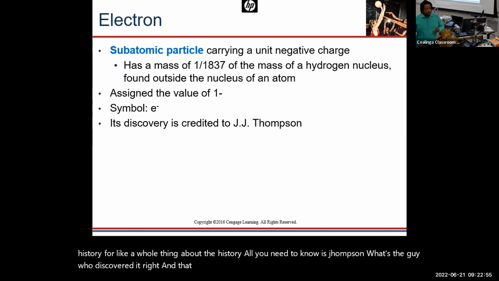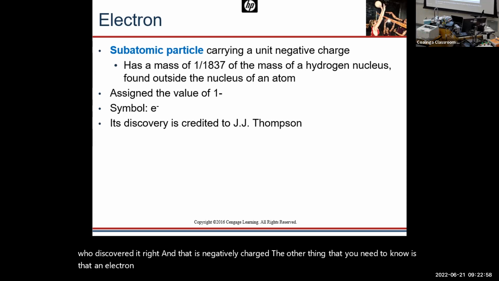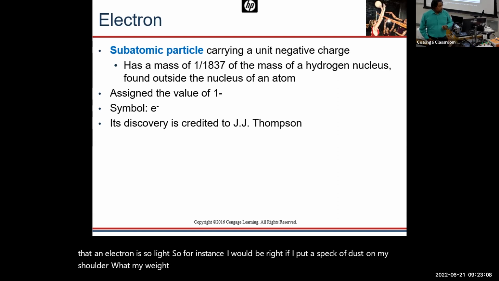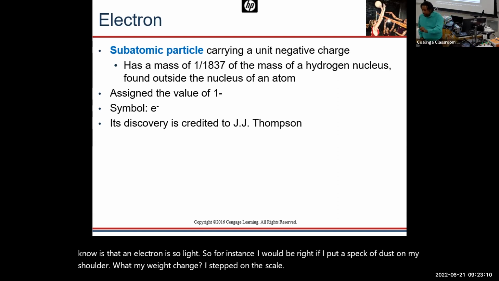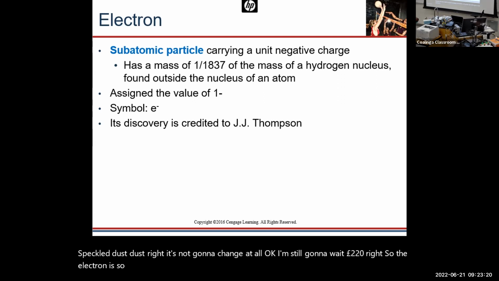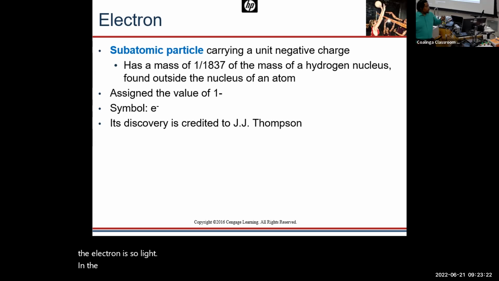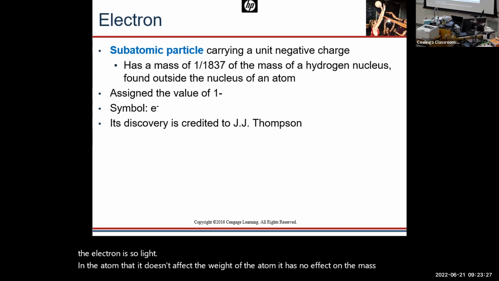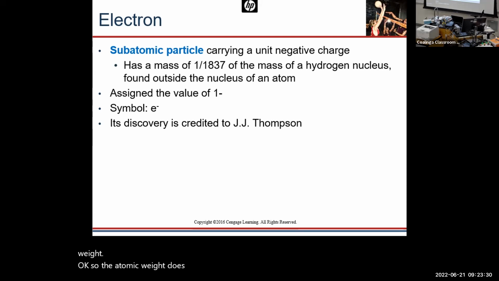The other thing that you need to know is that an electron is so light. For instance, I weigh 220 pounds. If I put a speck of dust on my shoulder, would my weight change if I stepped on a scale? It's not going to change at all. I'm still going to weigh 220 pounds. So the electron is so light in the atom that it has no effect on the mass or the weight. So the atomic weight does not take into consideration the electron because it's so light.